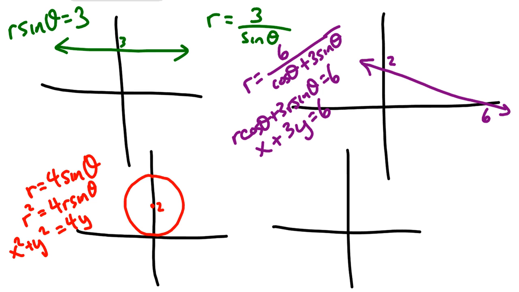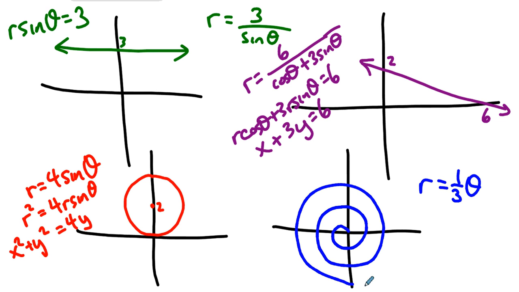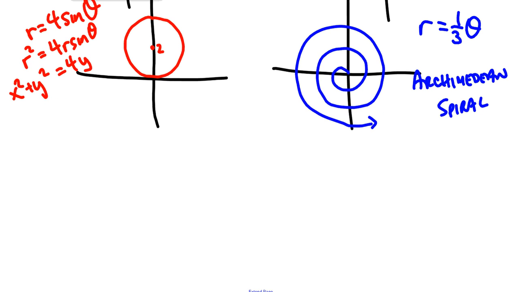Other things you should be aware of. When you graph something that in the y-x system would be linear, you get a spiral. This just continues going, it spirals. This is called an Archimedean spiral, or a spiral of Archimedes. Two more pictures before we're done.